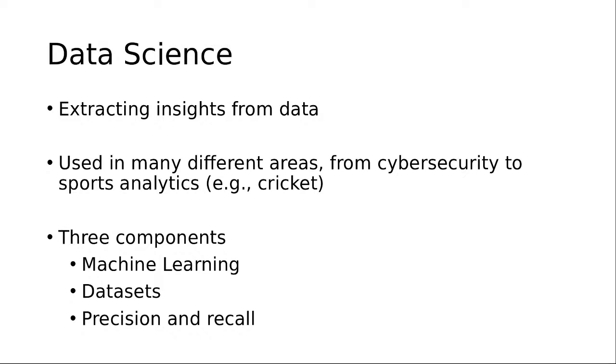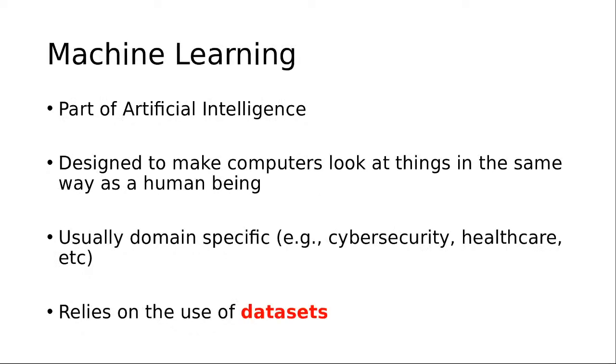So when it comes to data science, there are three different components. First, we have machine learning. Machine learning goes hand in hand with data science. In addition to that, we have data sets, and then we have precision and recall. Data science consists of these three parts, and we'll be looking at each of them as we move along. First of all, let's look at machine learning. So what is machine learning?